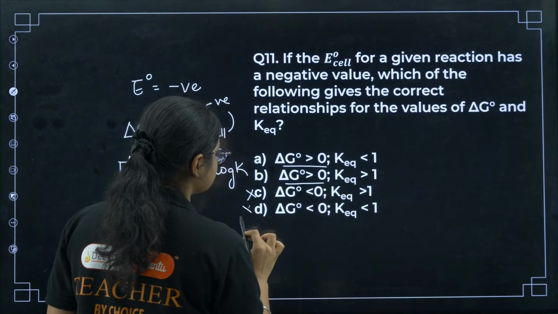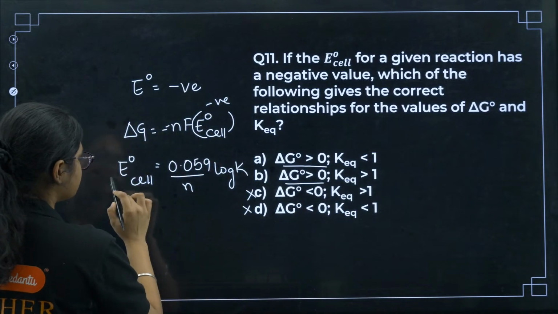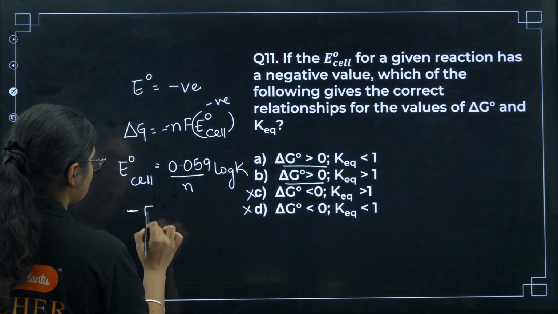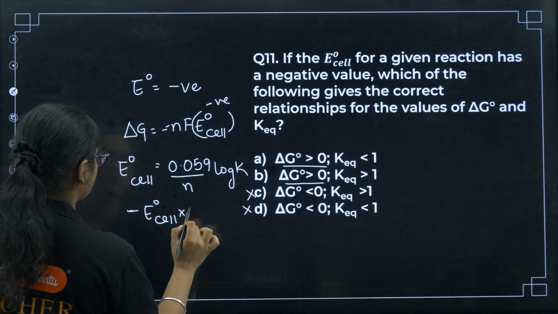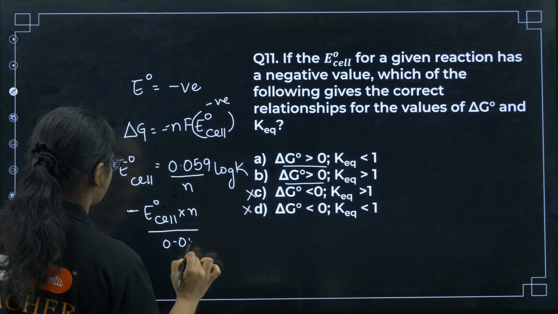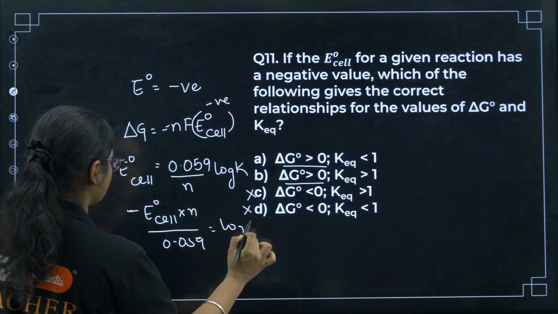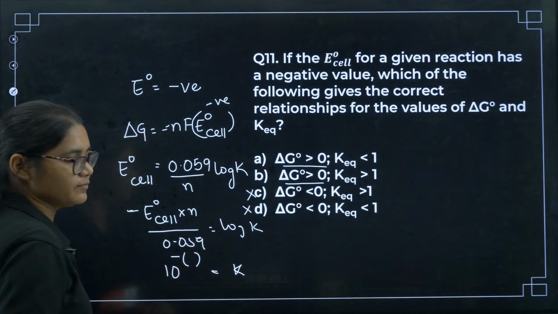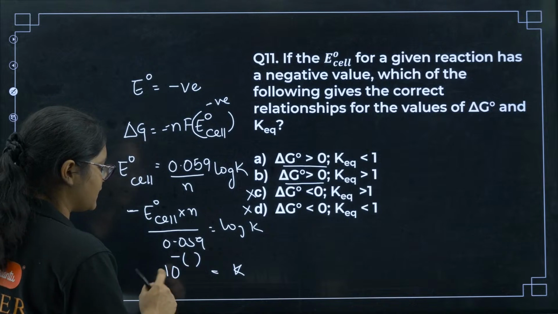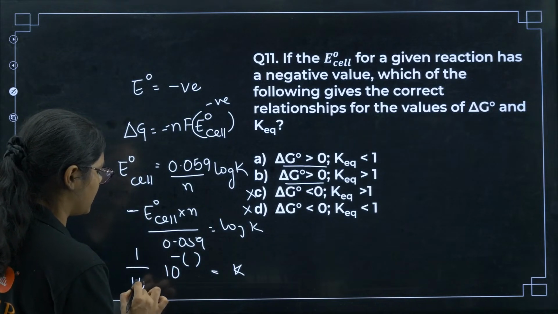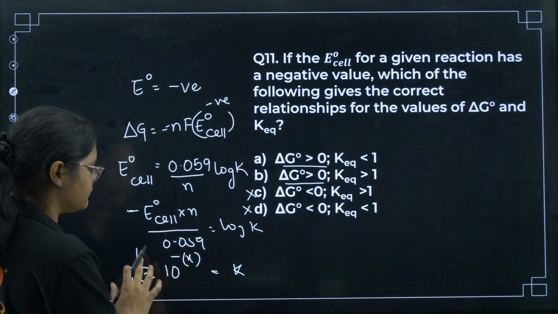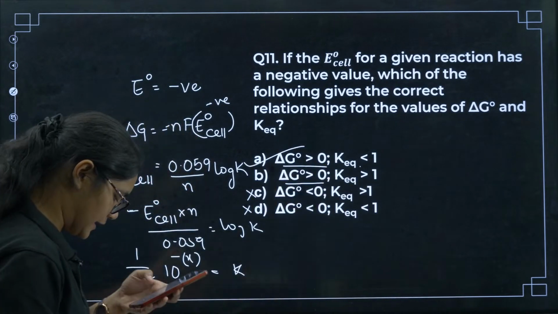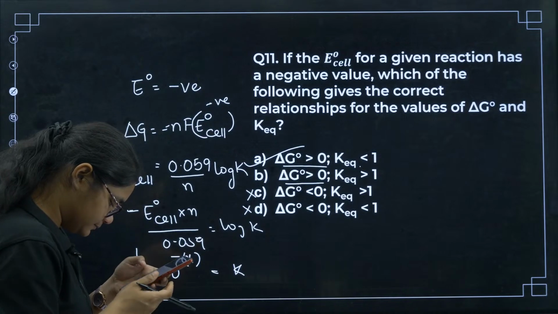So these two options we can eliminate. Now again, if E0 is negative, I can write minus E0 of the cell into n by 0.059 is equal to log of K. So K will be equal to 10 to the power of minus something, which means 1 by 10 to the power of that something, so it will be less than 1, so K value will be less than 1. So option number A is the correct answer.